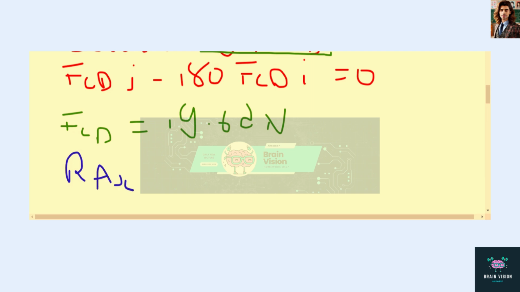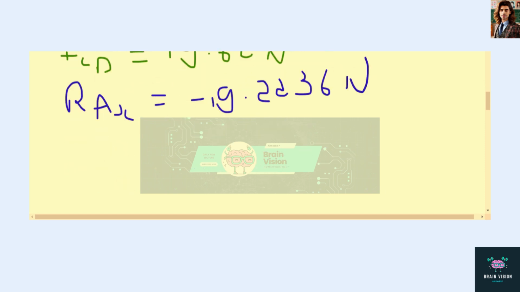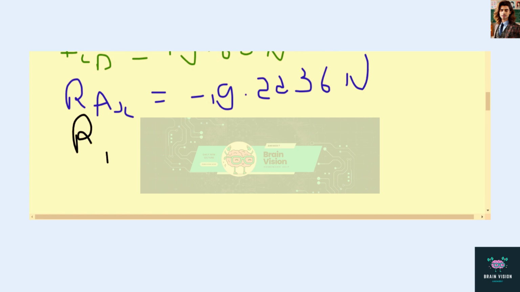And by comparing the J component, we will get RAX will be equivalent to minus 19.2236 Newton. And for the coefficient of I, we will get RAY is equal to 45.126 Newton.